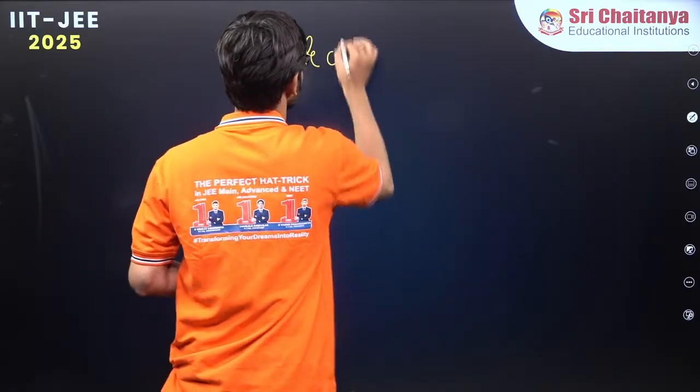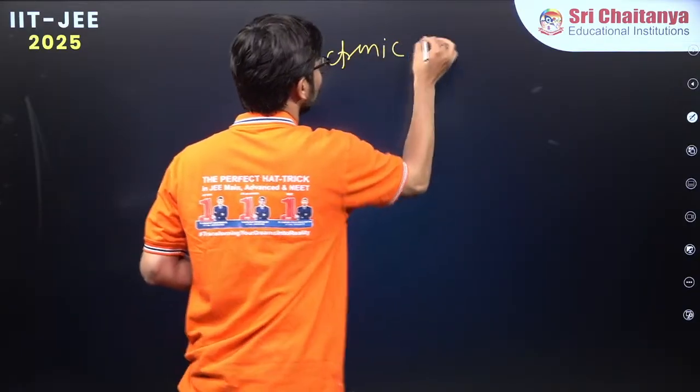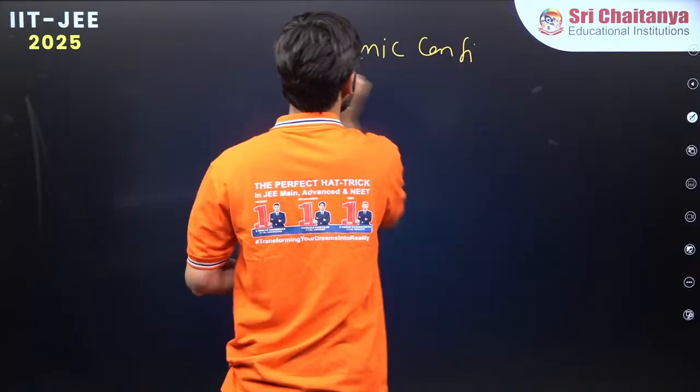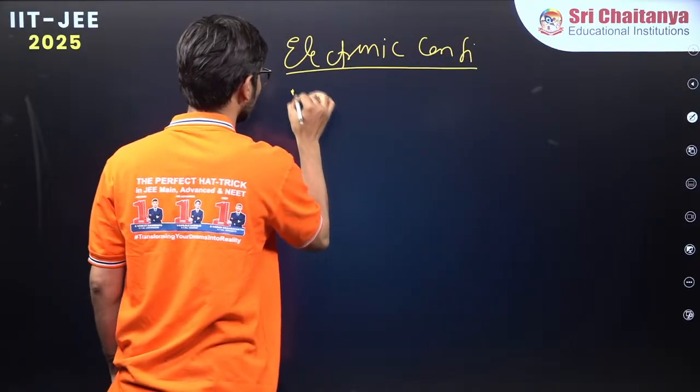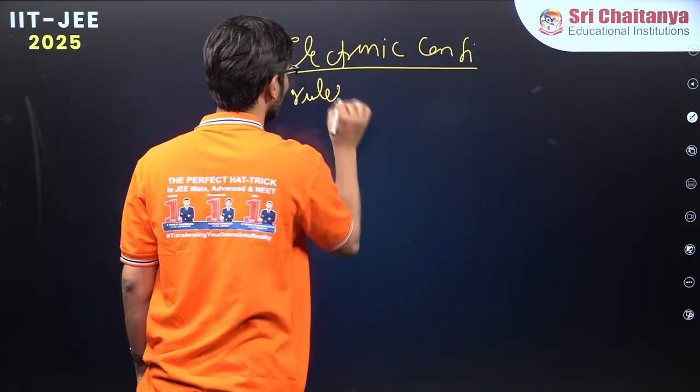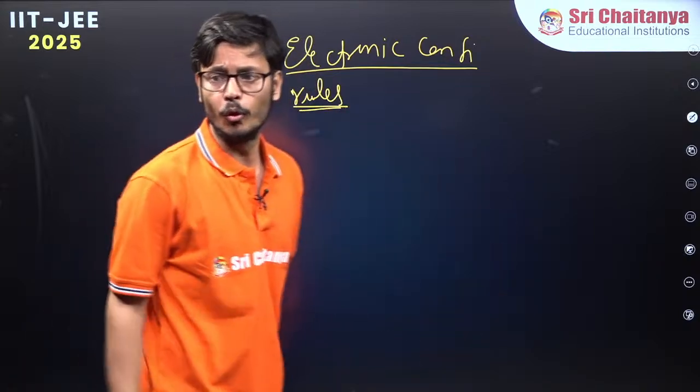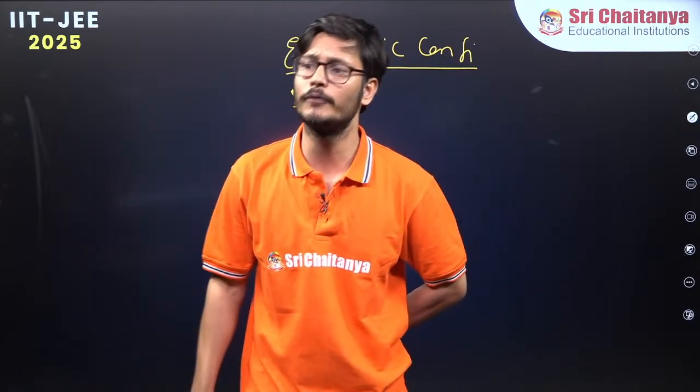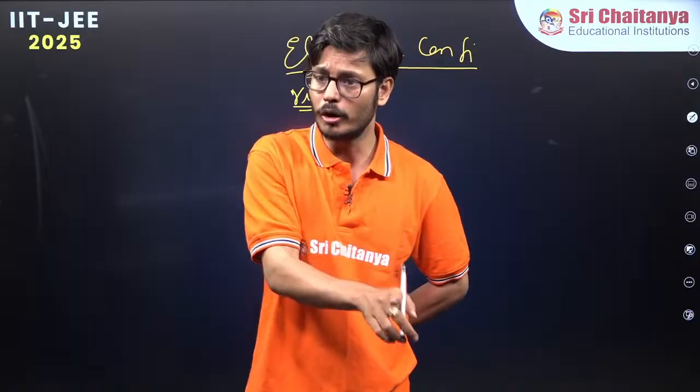Now we are coming to the electronic configuration. For electronic configuration, we need to study rules. On the basis of the rules, we are going to define electronic configuration. That we will continue tomorrow.